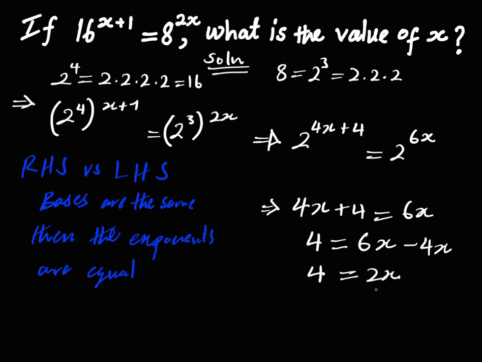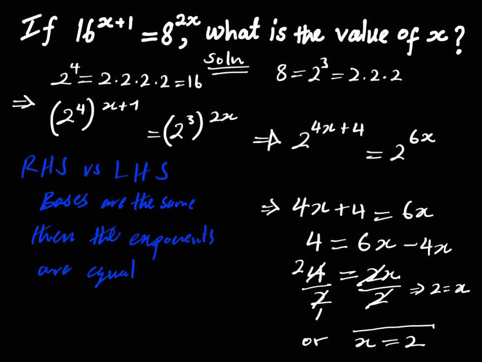Then in order to have x on its own, we divide both sides by 2. 2 into itself 1 time, 2 into itself 1 time, so they cancel each other. 2 into 4 is 2. So therefore, we can say 2 is equal to x, or in other words, x is equal to 2. So this is the final solution to this equation. Whenever you see this kind of question, this is the approach you should use to solve them.